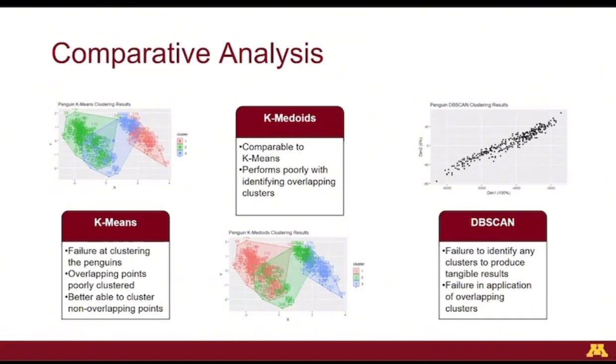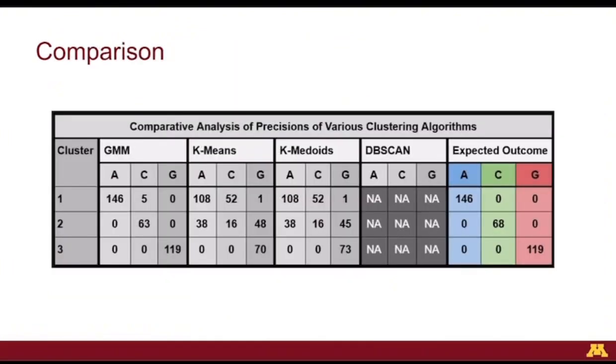For k-means and k-medoids, we saw that they both struggled with overlapping species and didn't perform well in separating the penguin species, and DBSCAN failed to identify any meaningful clusters, as you can see on the right. And then here's a comparison table to visualize this a little bit better. The key point of this table is we want to see the performance of the different algorithms in clustering penguins by species and then the expected amount on the end.